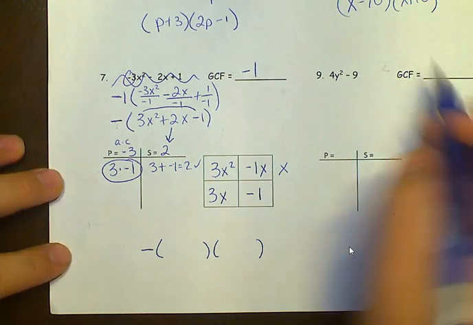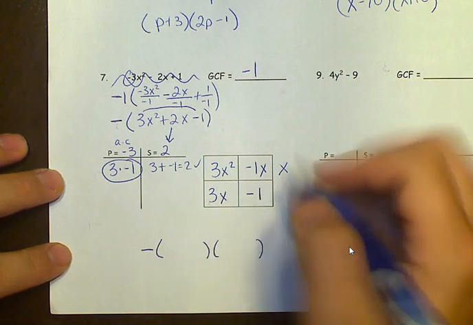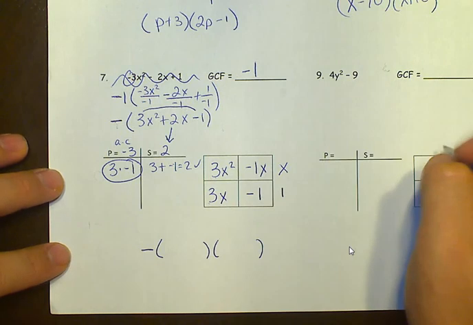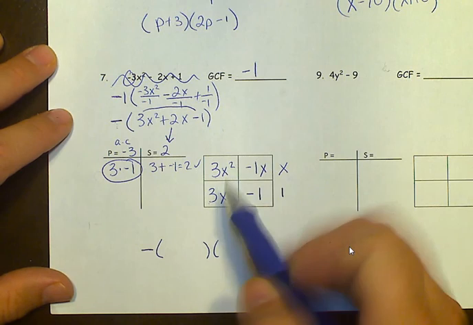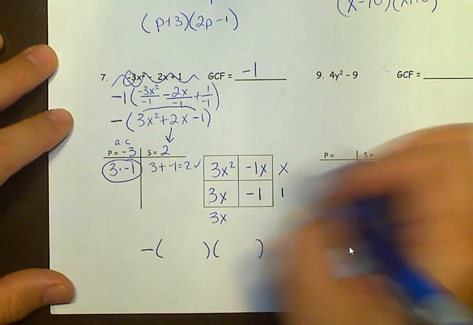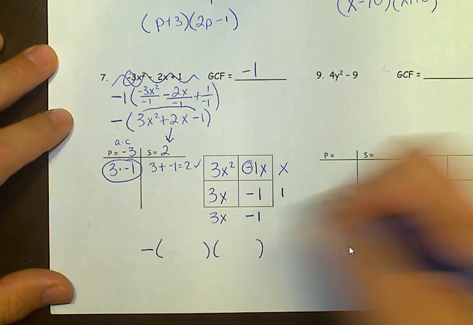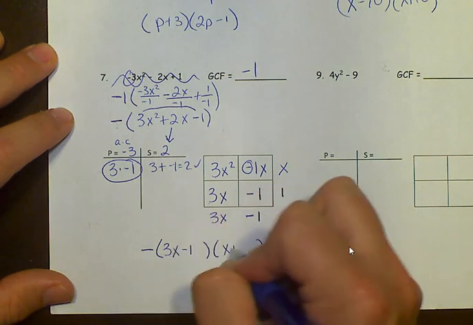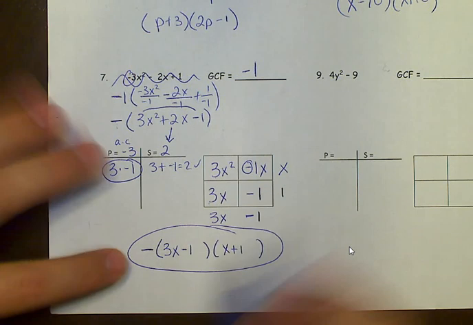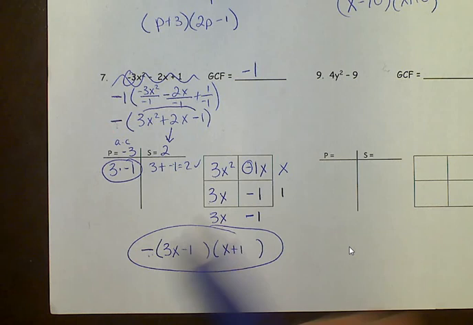Still going left to right, 3x and negative 1, can't take anything out there, so I'm going to write a 1. Remember I always can take out a GCF of a 1. Going down, 3x squared and 3x, I can take out a 3x. And going down here, my first term is negative, so I have to take out a negative 1. So I get 3x, negative 1, x plus 1, and negative out front. That's why I wrote it right away. Let's say I took out a 3. I'd have to put that 3 outside there so that it was in my final answer.